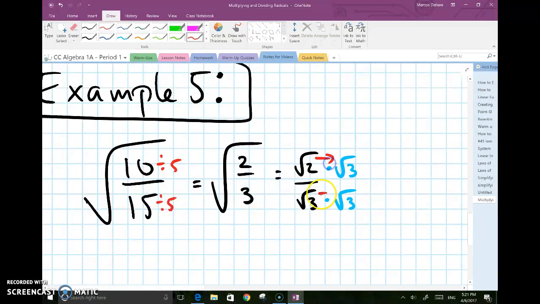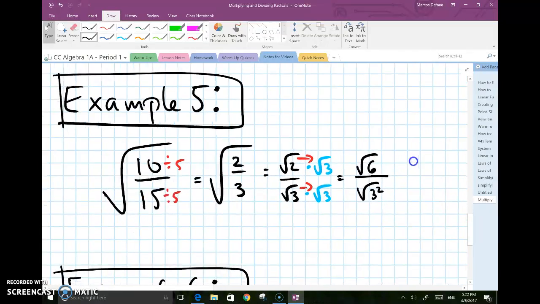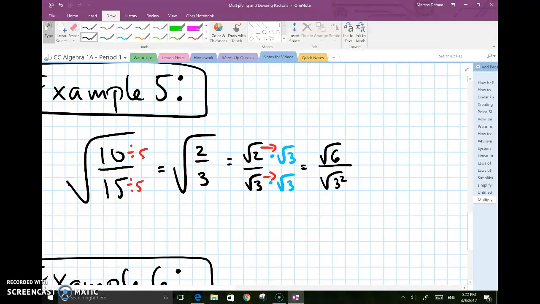Again, you multiply side to side. What you would get is radical 6 in the numerator, and you would get radical 3 squared in the denominator. And because a square cancels a square root, this eliminates with this, and what I get is radical 6 over 3. Again, the 6 and 3 cannot be reduced because one is inside a radical and the other is not. So that would be the end.